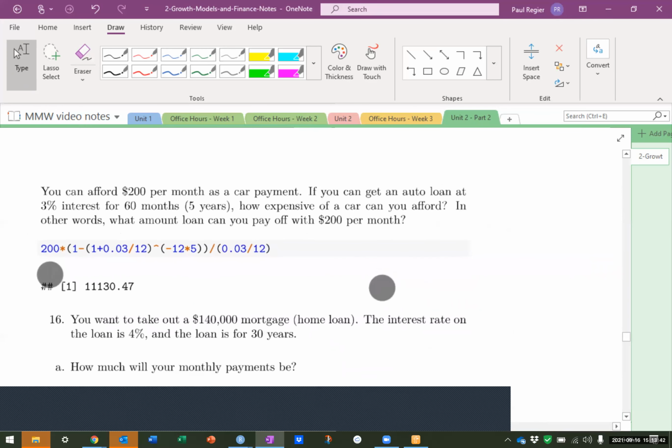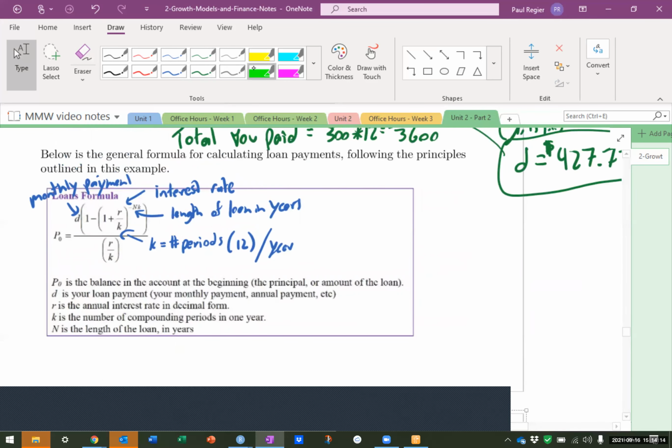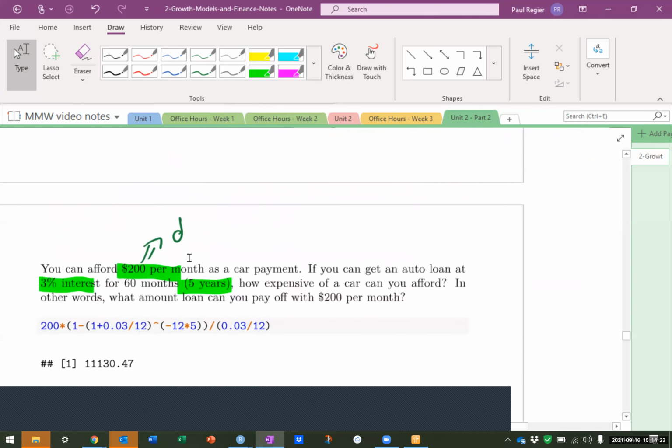Okay, so you decide you're going to buy a car, and you can budget $200 a month. That's what you can pay, so that's your monthly payment, your D. And you can afford an auto loan at 3% interest, which is a really good interest rate. Interest rates are good right now. The term is 5 years. So how big of a loan can you take? Notice in the formula, I didn't talk about one variable, P naught. That's the size of the loan, the beginning balance of the loan. So we want to find P naught.